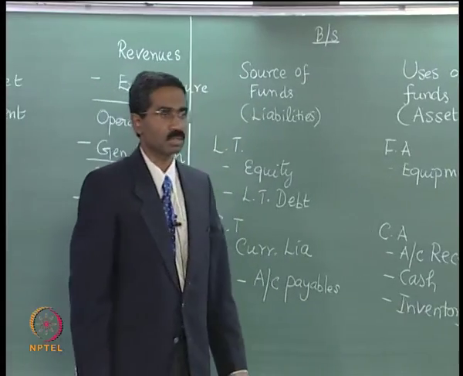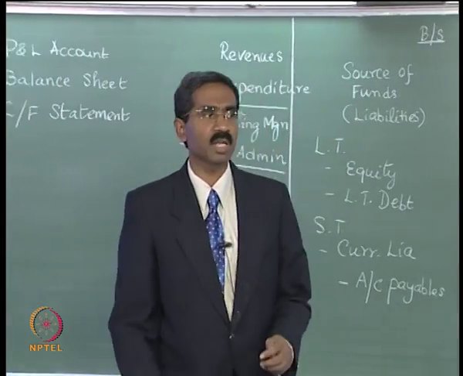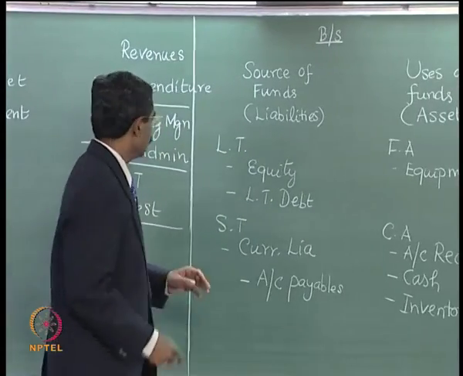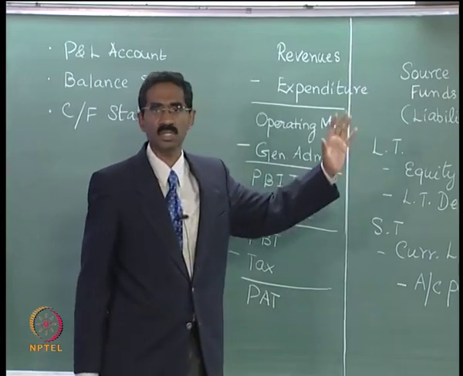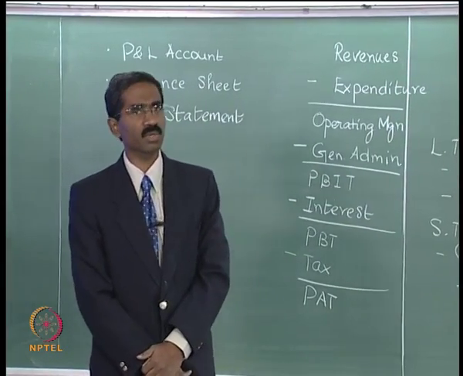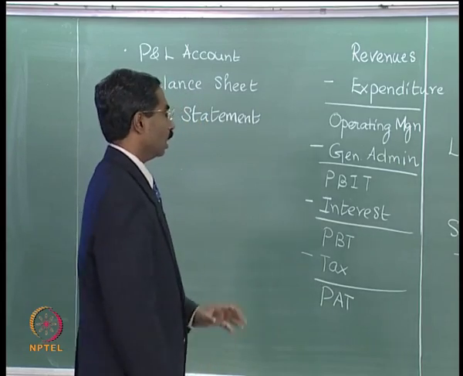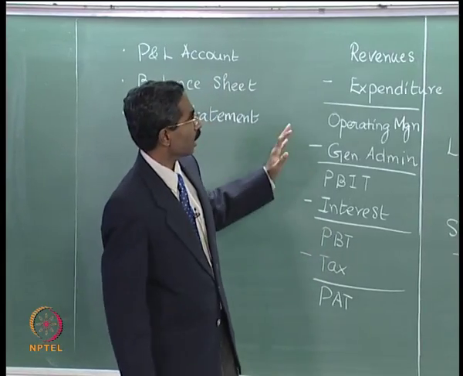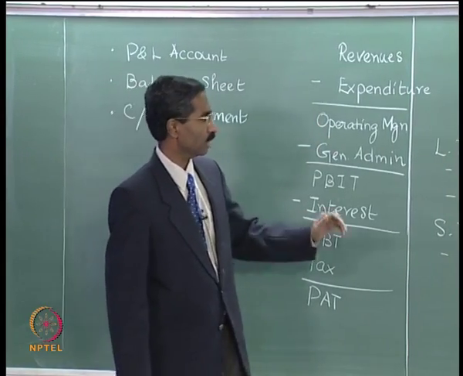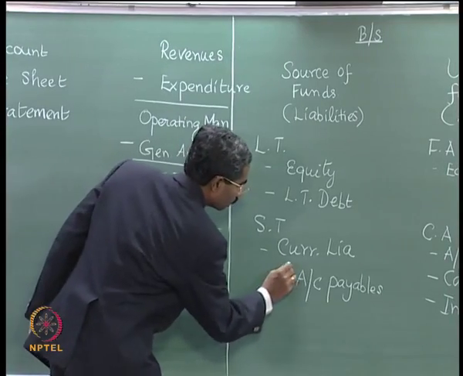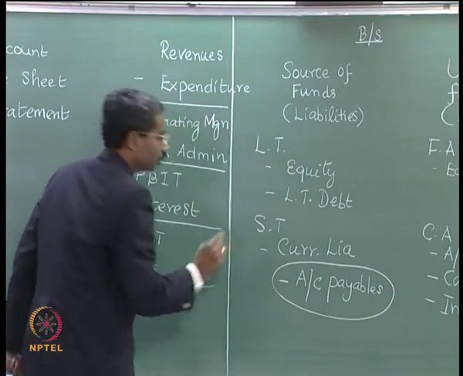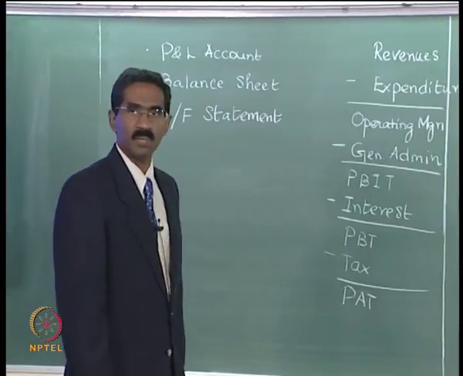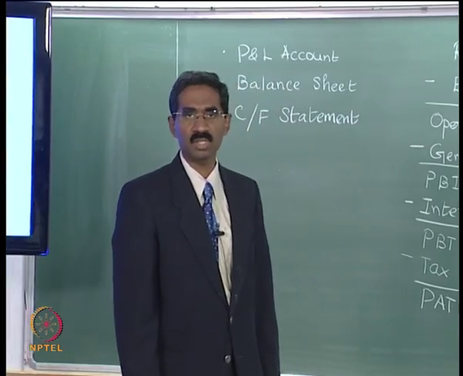Now let us go back to the question. The question is, if a company delays making payments to its suppliers, how would the financial statements be affected? We have now three sets of financial statements. The first task for us is to look at accounts payable and see which statement it is reflected in. If you look at the balance sheet, accounts payable comes under your short term liabilities.